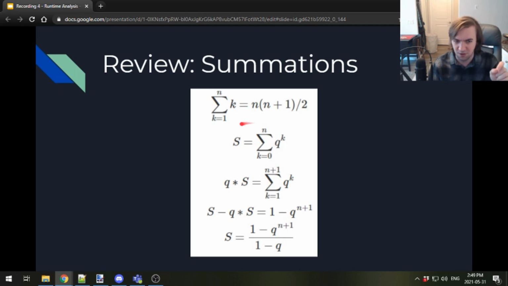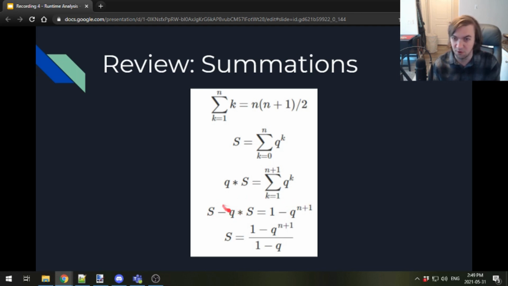Consider if we took our original series and subtracted this new value from that. So if we take what we had originally and subtract q times s, on the left here, what do we get? In our original series, the only value that doesn't appear in the second one is q to the 0, in other words, 1. Now, what shows up in the second summation that doesn't show up in the first one? It's that last value, q to the n plus 1. So we have positive 1, negative q to the n plus 1.